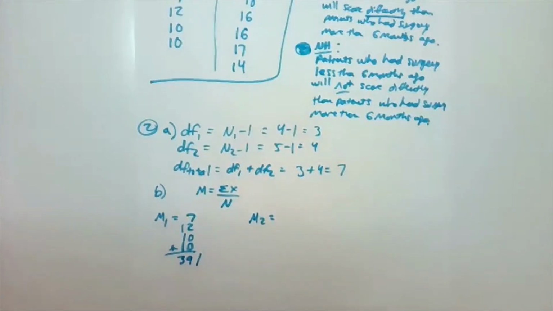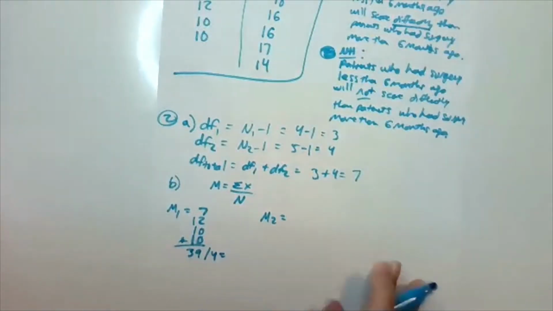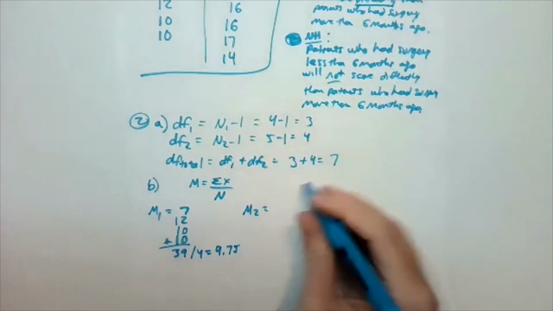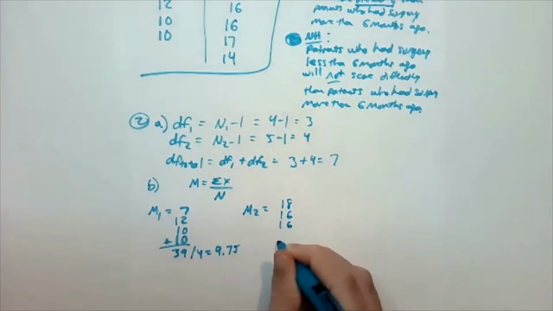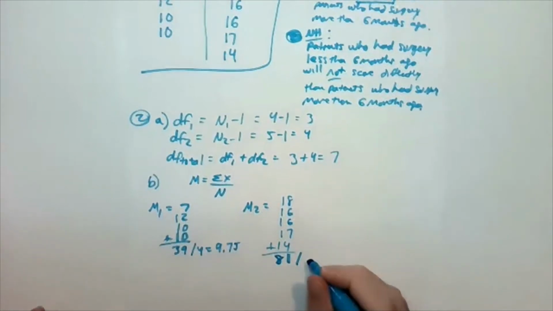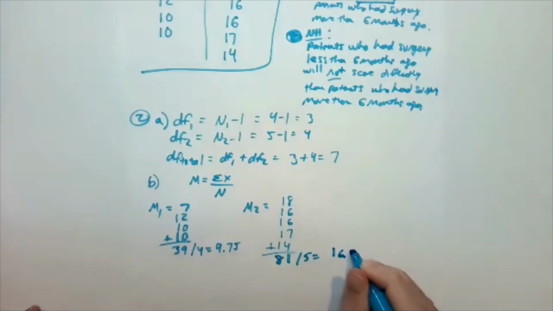And divide that by n. So there were 4 people in this group. And so that gives us 9.75. The mean of our second group, we have 18, 16, 16, 17, and 14. And if we add those up, we're going to get 81. We said there were 5 people in this group, so dividing by 5, we're going to get 16.20.